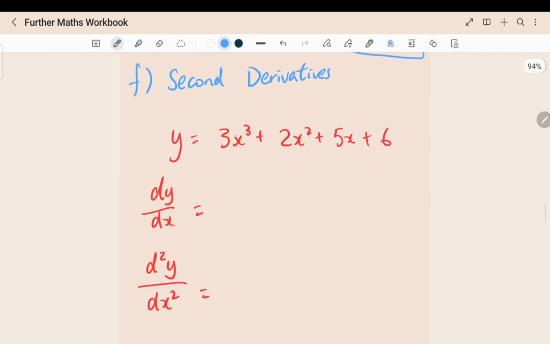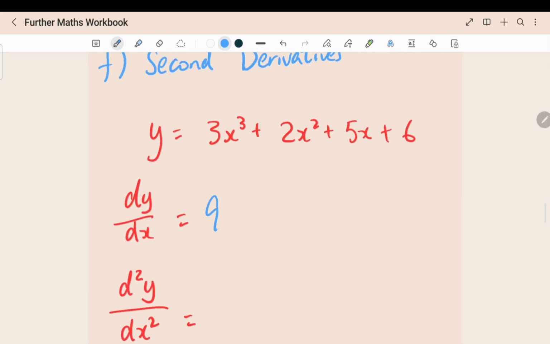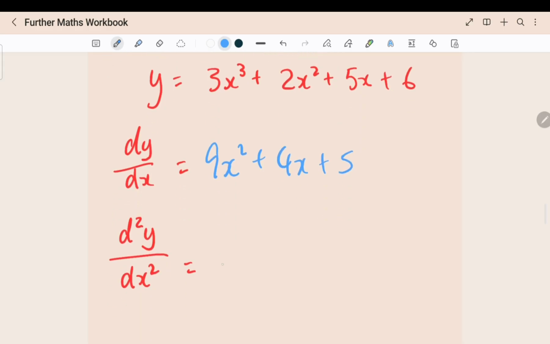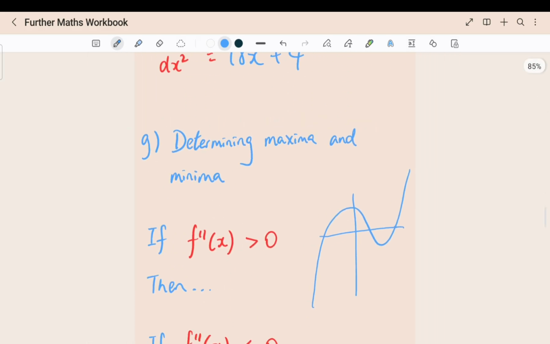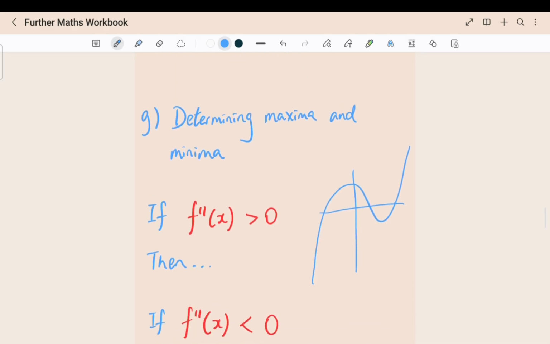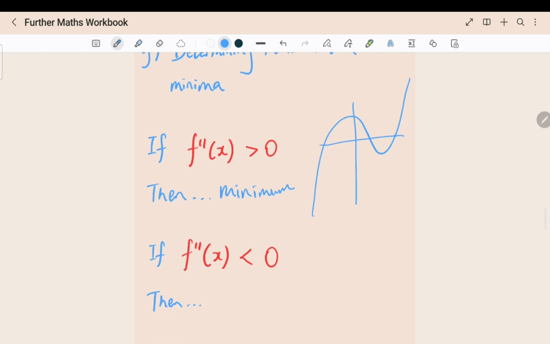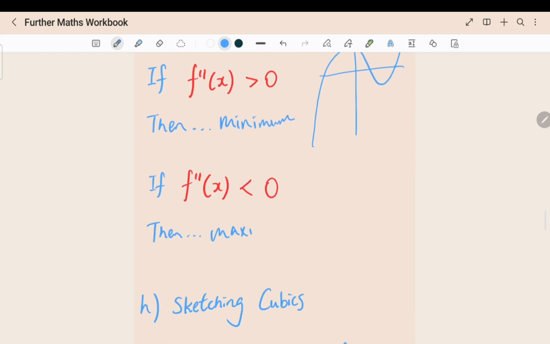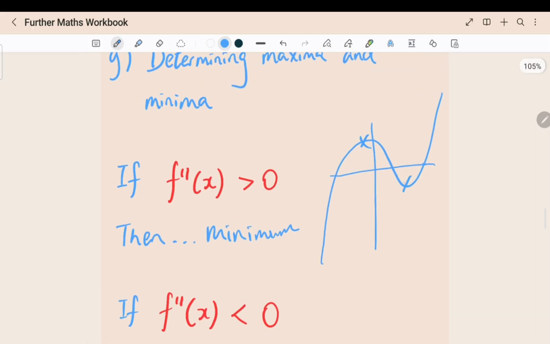Brilliant. So for second derivatives, we are simply differentiating it twice. So for example, here, differentiate it once, I get this. And then differentiate it twice, do the exact same thing, I get 18x plus 4. Easy peasy. For the maxima and minima, if the second derivative is greater than 0, then it is a minimum point. But if it is less than 0, then it's a maximum point. So for example, this point will be a maximum and this will be a minimum.